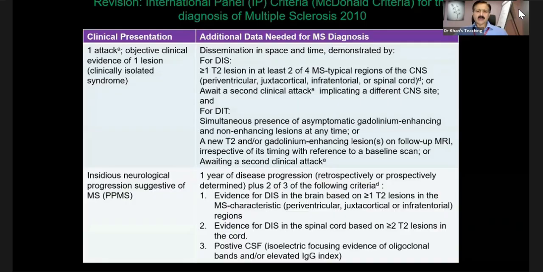So with that background, in the year 2000, a criteria was developed, and the neurologist who was heading this team, his name was McDonald. So we call it the McDonald criteria. McDonald is no more with us now. So in 2005 and 2010, this criteria was modified. And now we use the term International Panel or IP criteria.